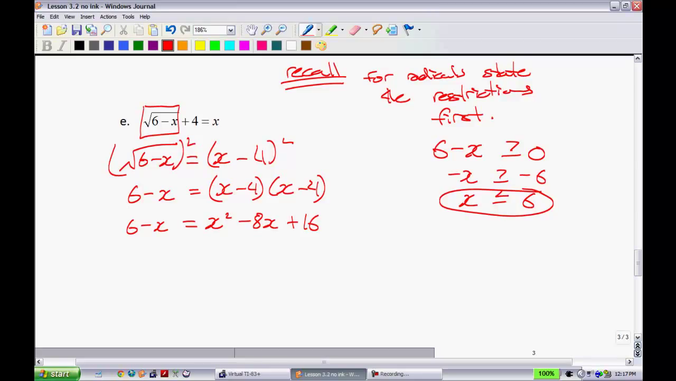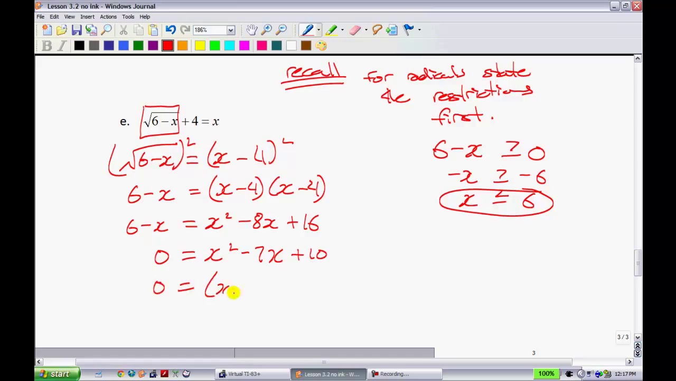Now set everything equal to 0, because you notice that we have a quadratic. This is just like some of the questions that we've done before. It's going to turn out to work very nicely. I'm going to move everything to the right-hand side this time, so 0 will be over here. I have x squared. I had to add an x then, so that'll be minus 7x. And then we're going to subtract 6 to get me plus 10.